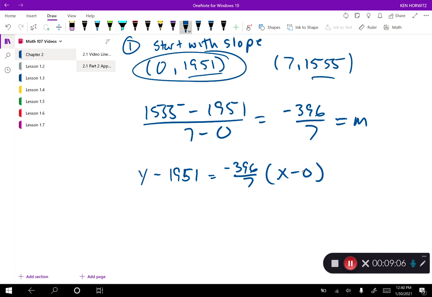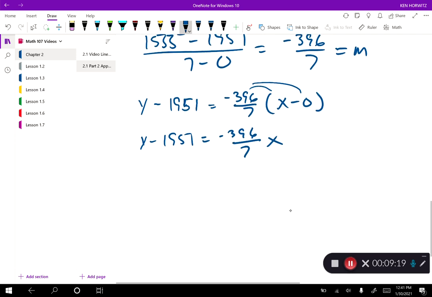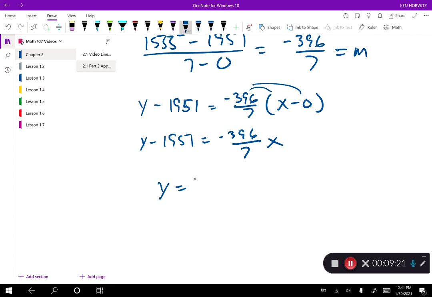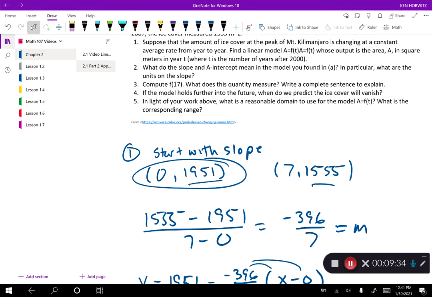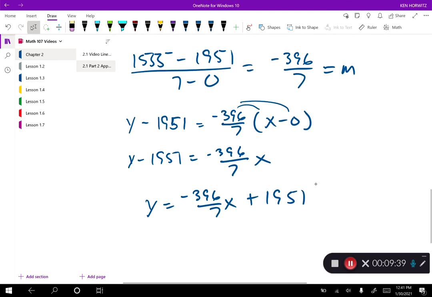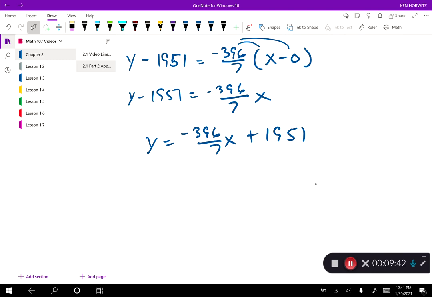All right, so now I'm going to do my algebra. And I get y minus 1951 equals negative 396 divided by 7x. Then I'm going to add 1951 to both sides, and I get y equals negative 396 divided by 7x plus 1951. And what that means to me is that the ice is decaying.